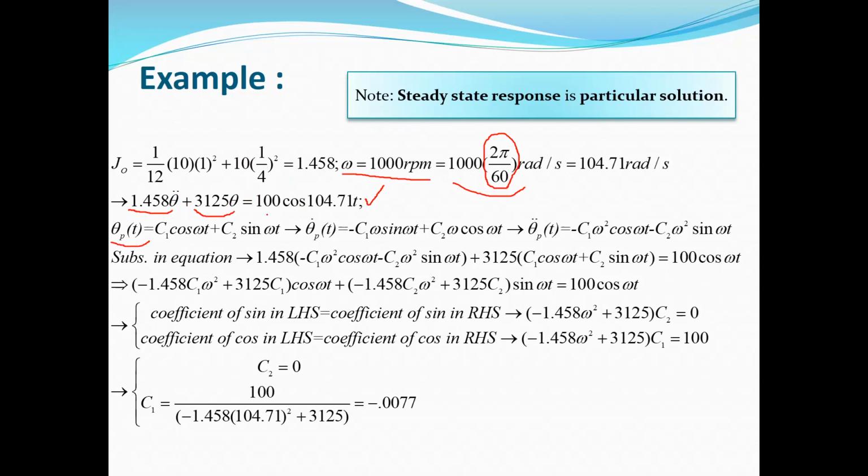Here you can see that the non-homogeneous term is a cosine function. So the particular response must be considered a combination of cosine and sine with the frequency of omega, which is 104.7 radian per second. So theta p of t is equal to C1 times cosine omega t plus C2 times sine omega t. And C1 and C2 will be obtained by substituting into the main equation.